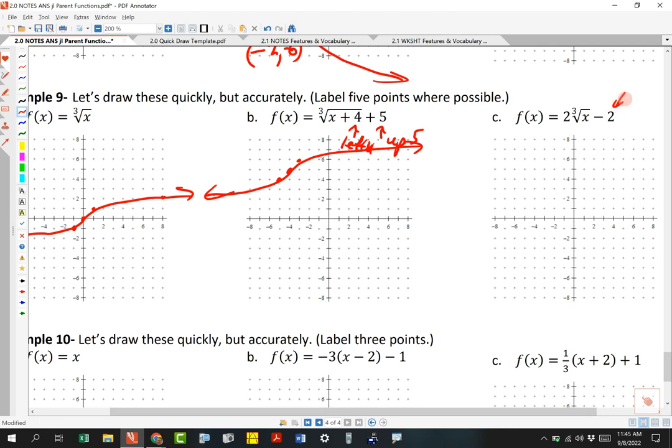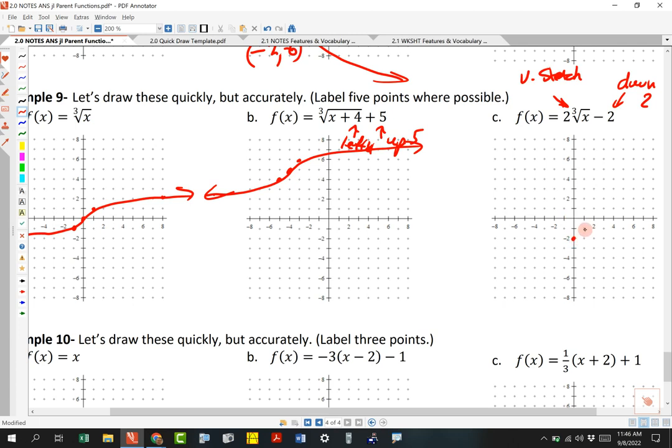Okay, Lizzie, what does the minus 2 do? Down 2. Wilson, what does that 2 do? Stretches it. Okay, vertically or horizontally? Vertically. Vertical stretch. Okay, so we're going to move down 2. Straight down 2.